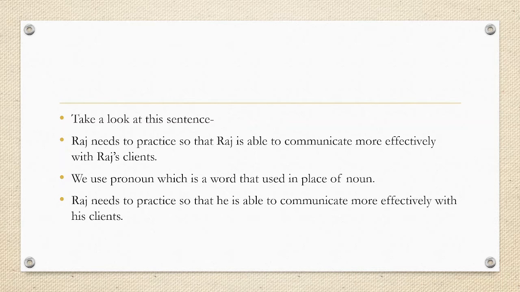A pronoun is a word that is used in place of a noun. Here we can say that the word Raj is a noun. It is repeated again and again. So therefore, instead of repetition of the noun Raj, we are using a pronoun in the following sentence.